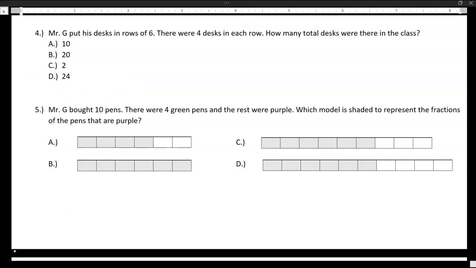All right, number 4. Mr. G put his desk in rows of 6. There were 4 desks in each row. How many total desks were there in the class? Now, this is a small word problem, okay? But I'm just going to go through and work it real quick. I'm going to do Scooby, but I'm just going to do it quick, so pay attention.